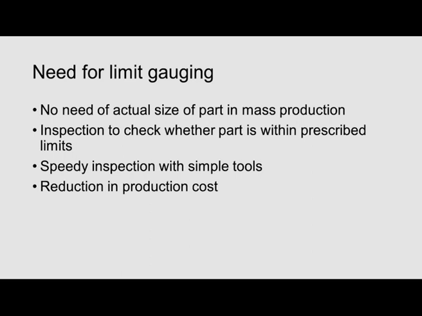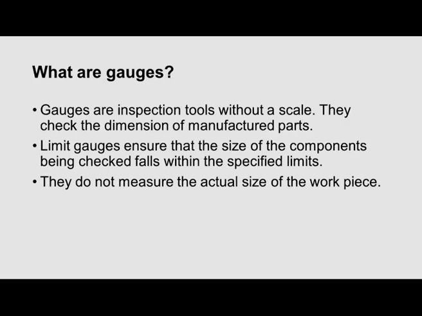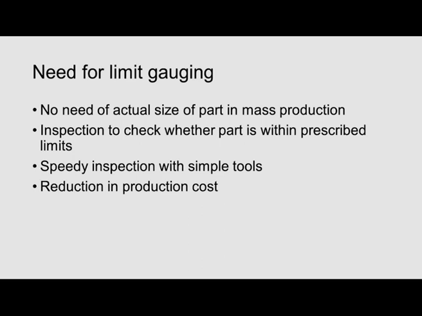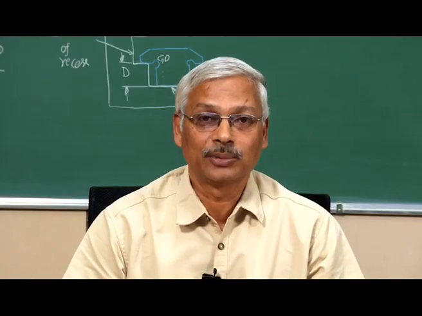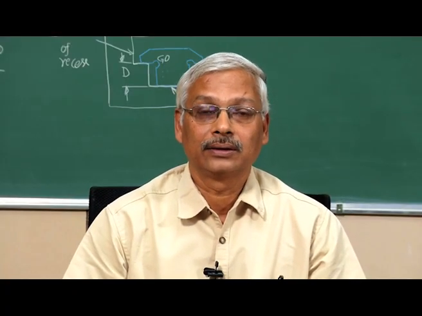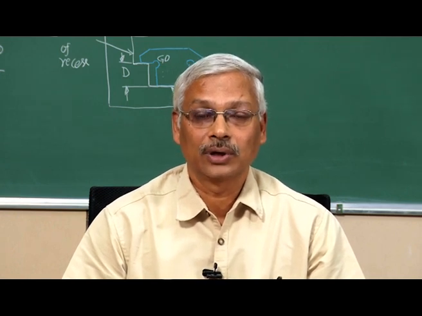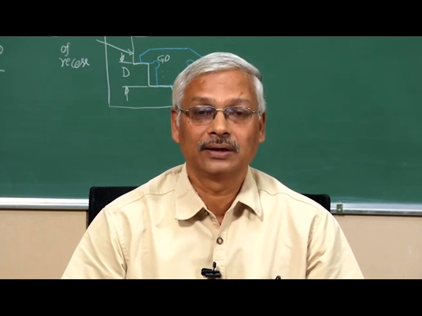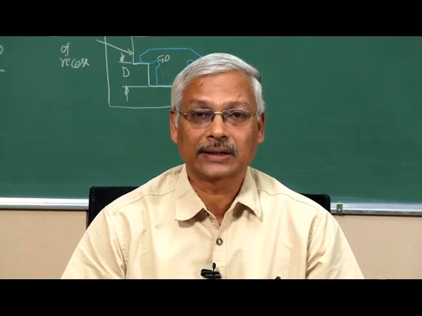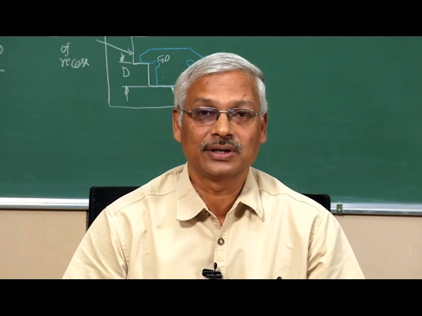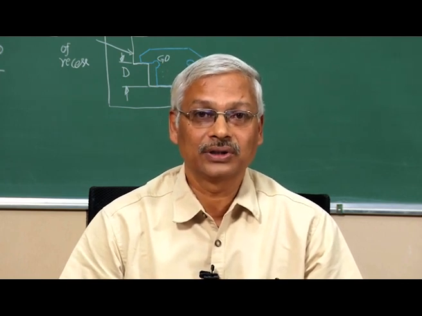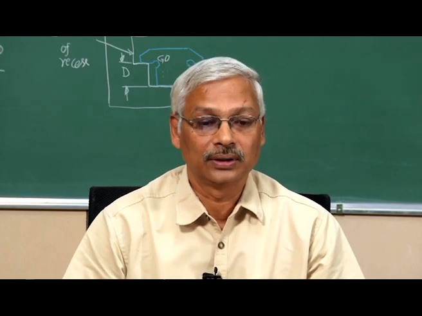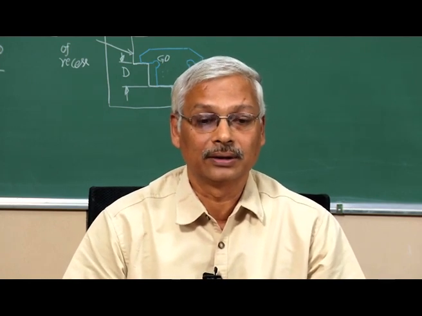Let us understand what is limit gauging. Now in mass production, the components are manufactured in large quantities, and many times it is not needed to check the dimension of each and every component. If we can just check whether the workpieces are within the prescribed limits, upper limit and lower limit, that will be enough, and there will not be any need to check the actual size of components using measuring instruments. In such cases, to check whether the components are within the prescribed limit, we use the gauge instruments called limit gauges.